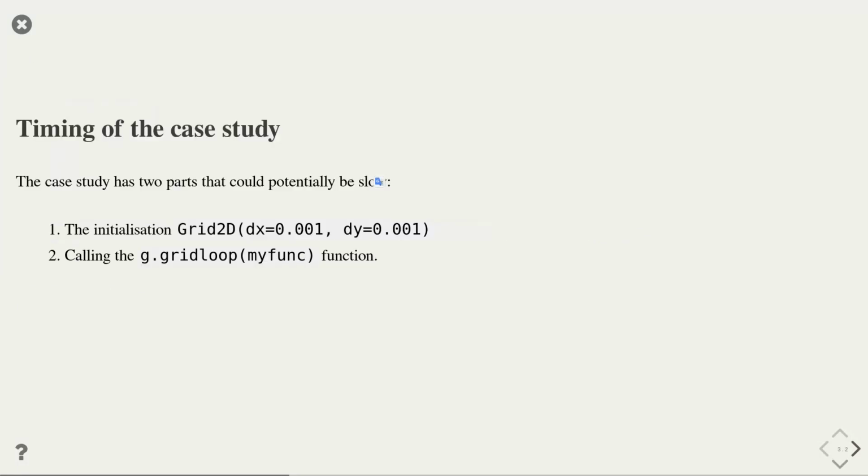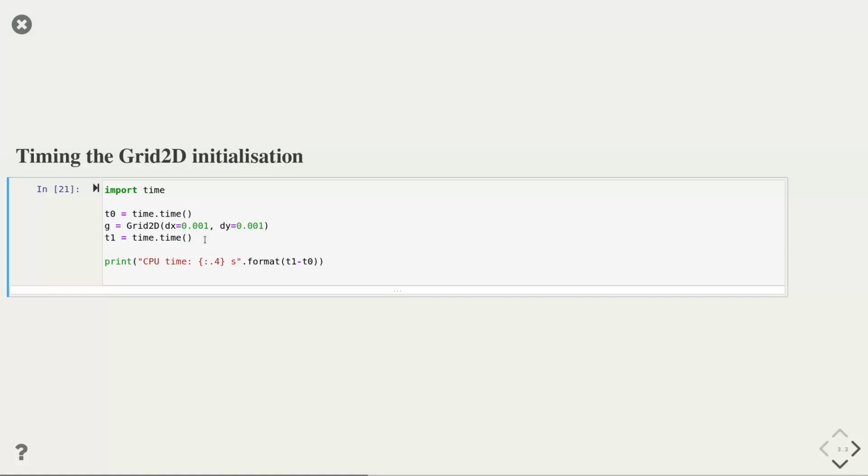In our case study, there are two parts that could potentially be slow. First, the initialization of the grid2D object might be slow, since we need to allocate all the coordinate details about the grid. Secondly, calling the grid loop function might be slow, since the user-provided function must be evaluated on every grid node. First, let us time the grid2D initialization.